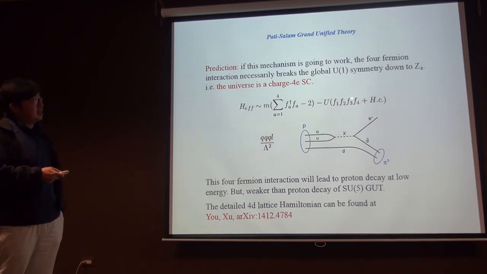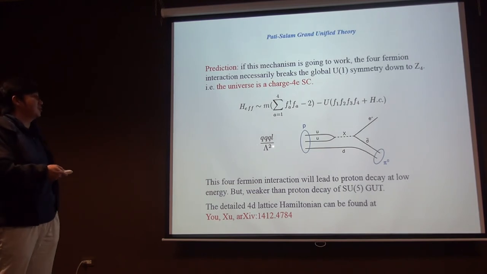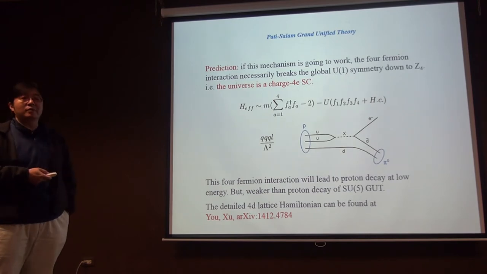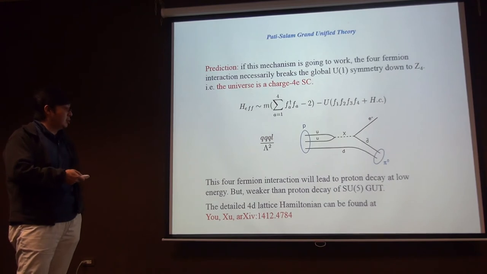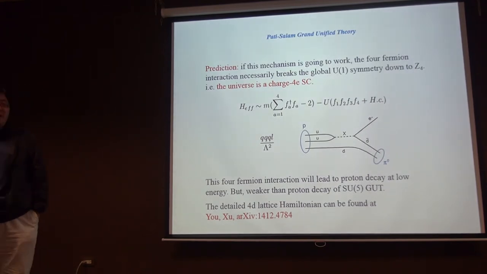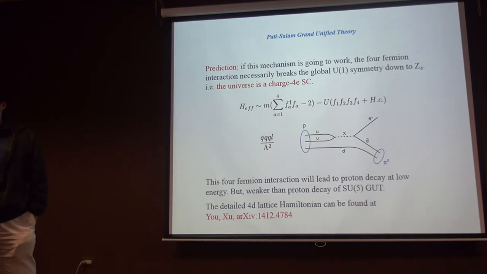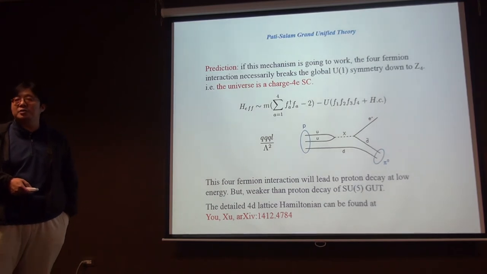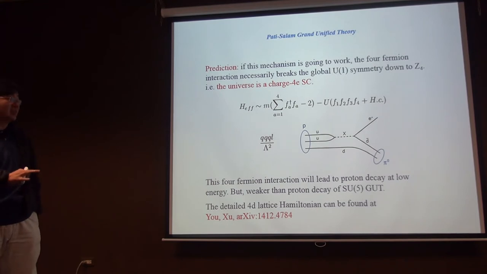If I expand this term in terms of physical fermions, it contains standard quark and lepton terms. So this term will lead to proton decay in a standard way. But the cutoff lambda here is supposed to be the lattice scale, so it's supposed to be larger than the scale of the grand unified theory. So this term is supposed to be smaller than the SU(5) predicted proton decay rate.